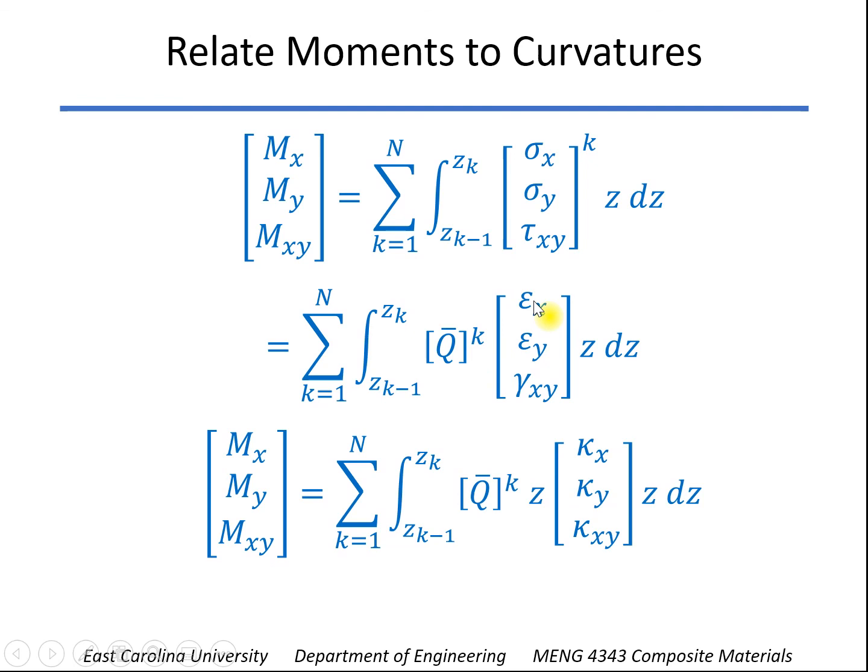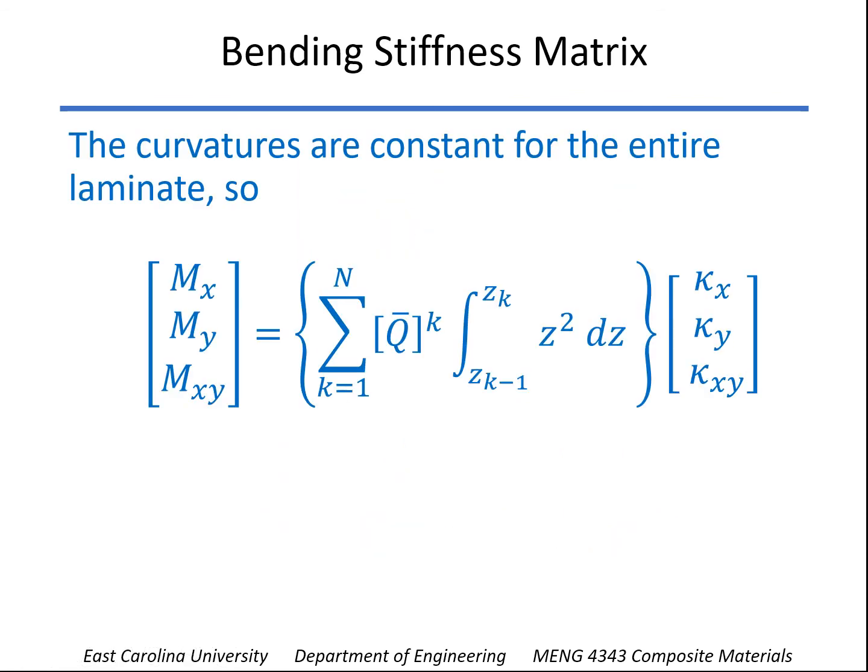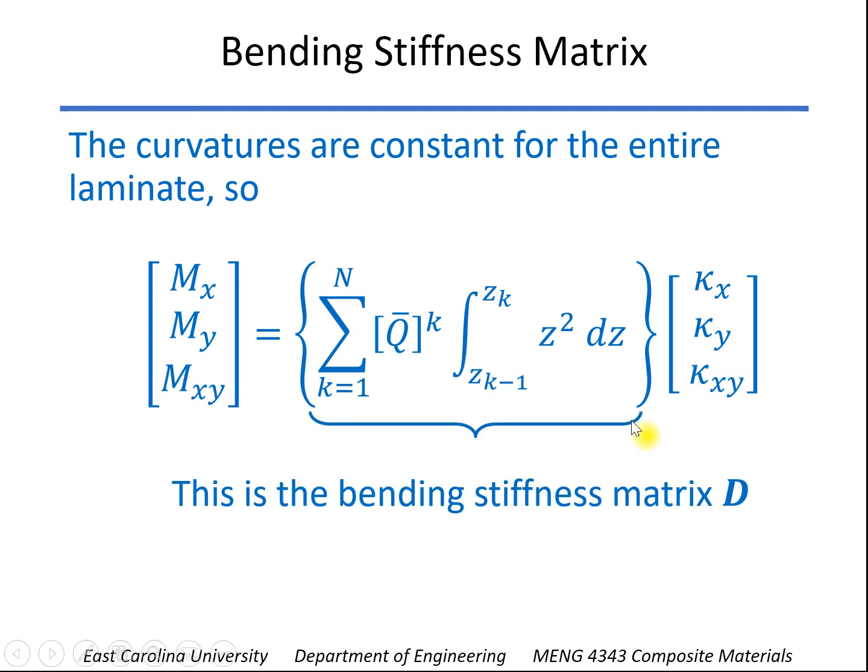But first, we're going to replace epsilon x, epsilon y, and gamma xy with the expressions we came up with in the last video: z times the curvatures, z times kappa x, kappa y, and kappa xy. The next step is we'll recognize that this is constant within the layer, so again we can move it outside of the integral. We'll also see we've got a z here and a z there, so that'll make a z squared. Here's our result: we have moments on the left side, curvatures on the right side, and relating them, we now have the bending stiffness matrix D.